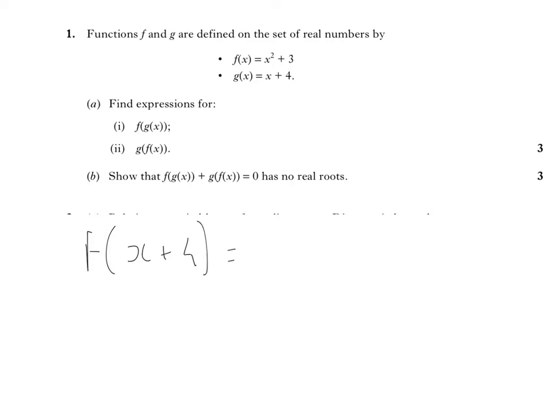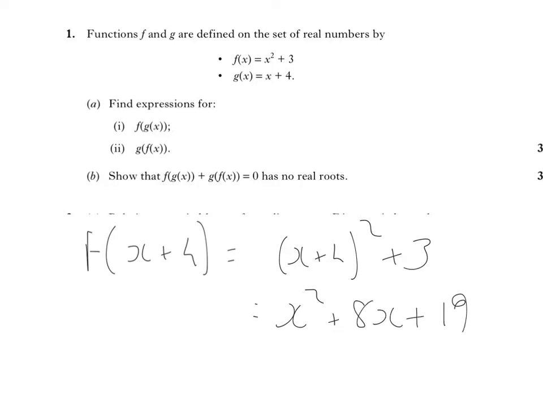The f function is whatever's in the bracket, write it down, square it and add on 3. So if I open that up, that'll be x squared plus 8x plus 16 plus 3, x squared plus 8x plus 19.